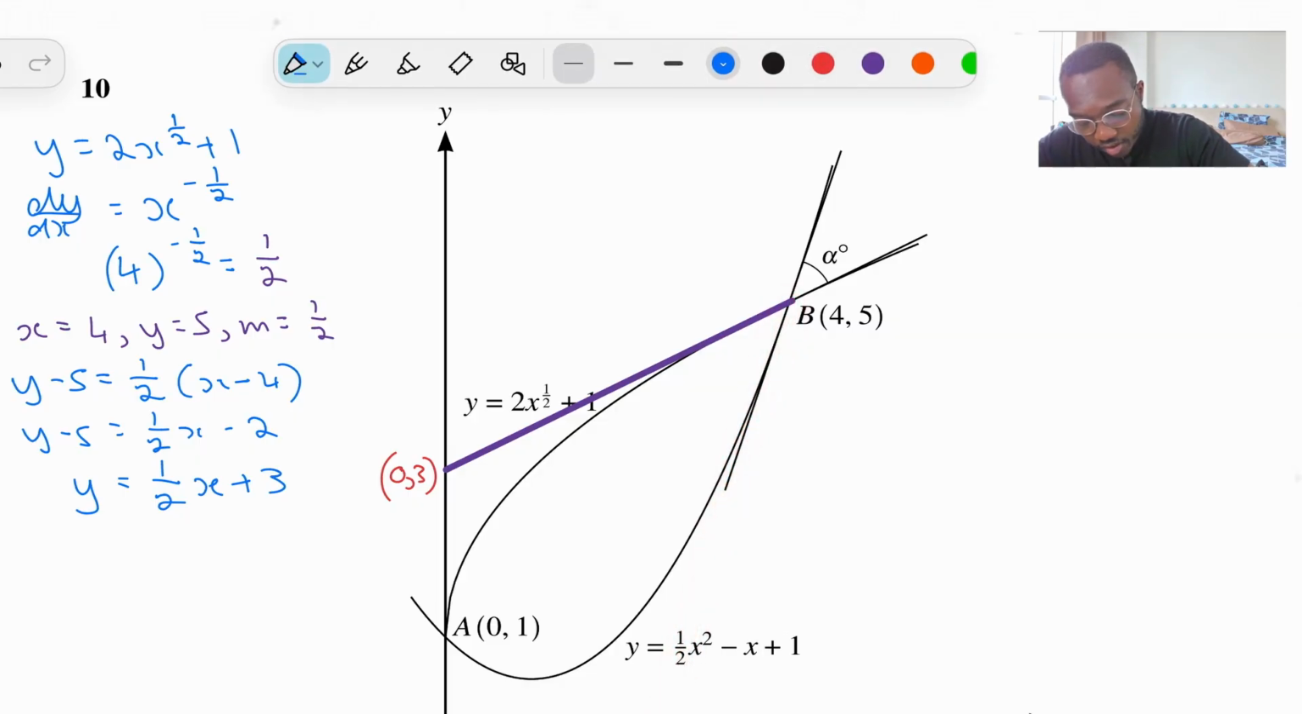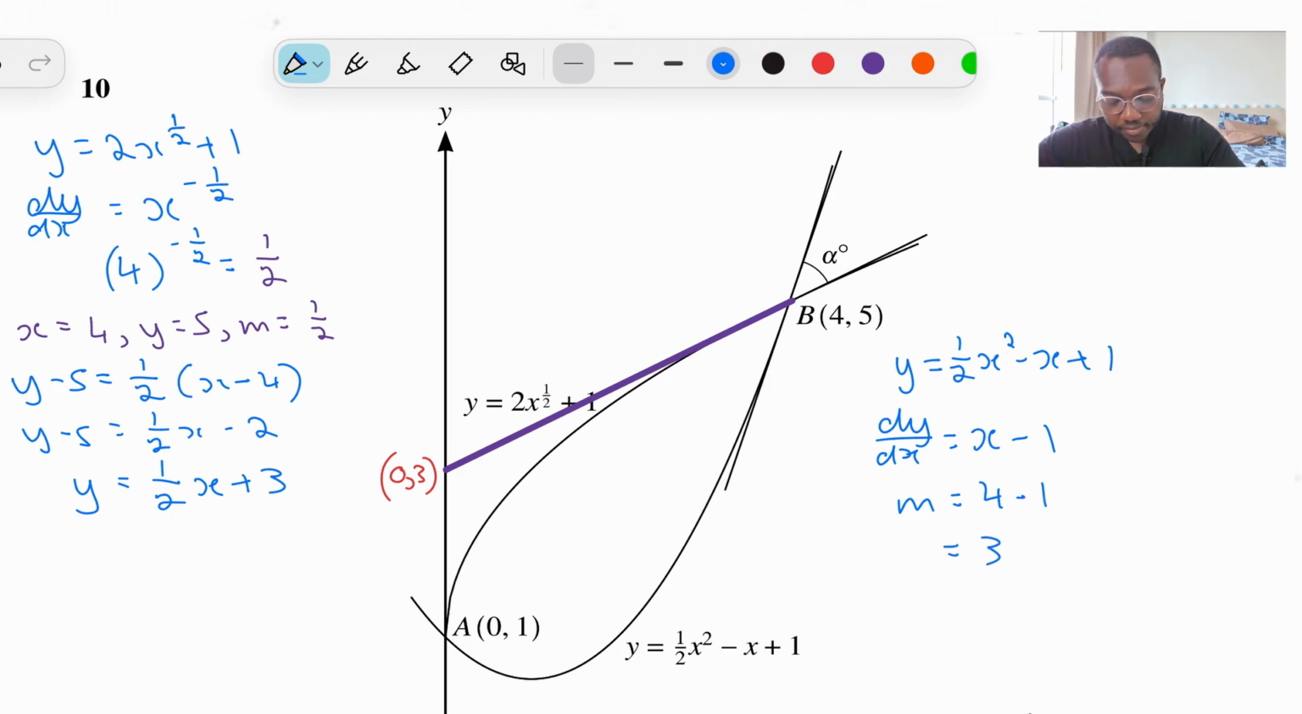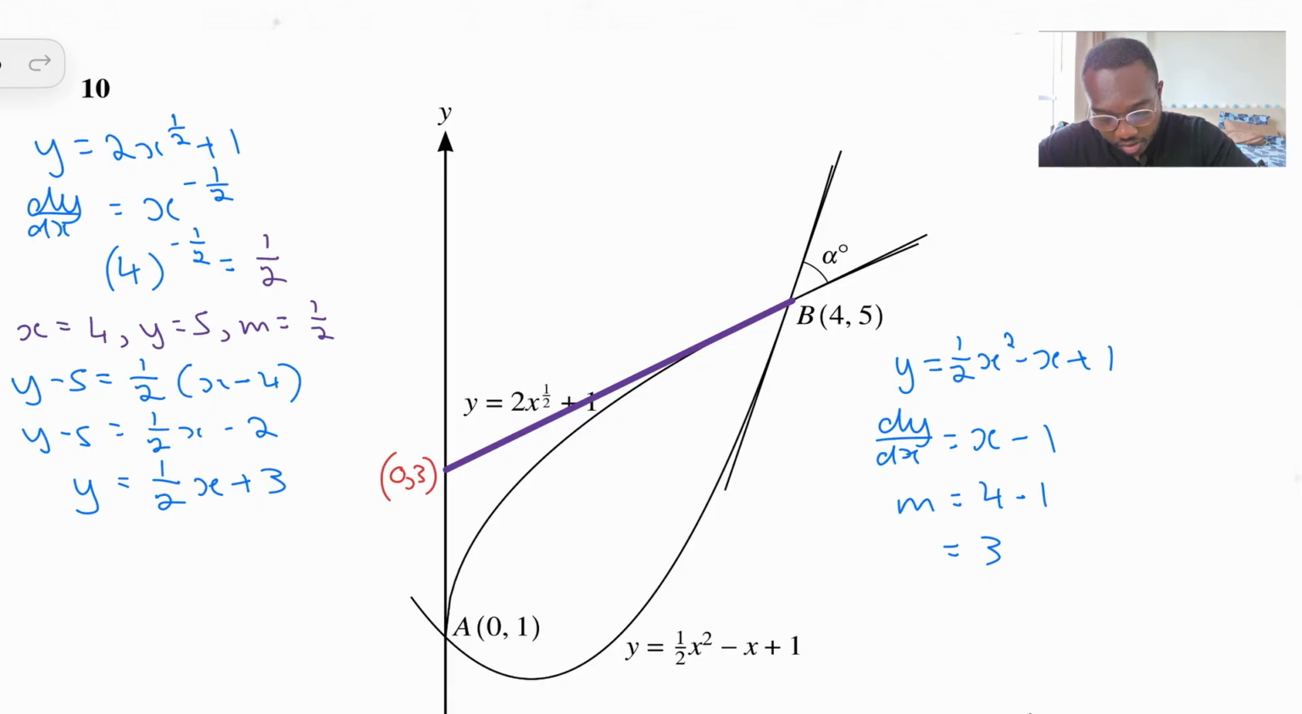I'll do it on this side. So we know that y is equal to a half x squared minus x plus 1. If we differentiate this, what do we get? We would get x, and then just a minus 1. And then again, we do the same thing. So our m value would just be 4 minus 1, so that'll just be a 3. So we know that this gradient here is a positive 3.